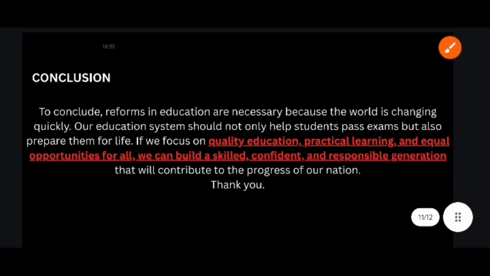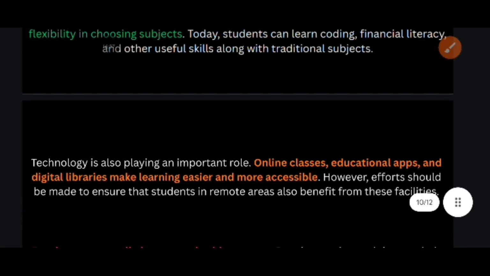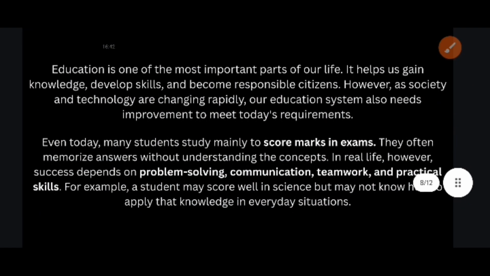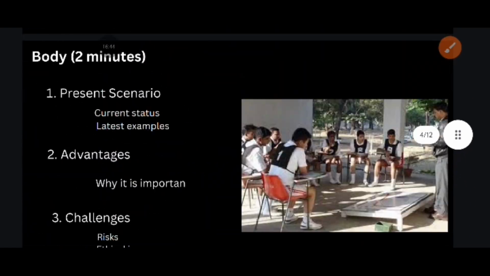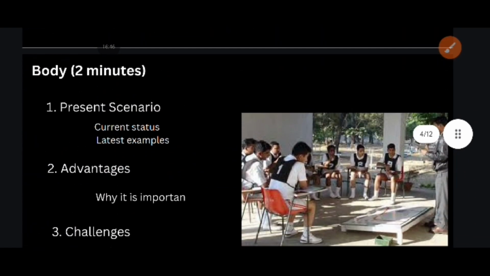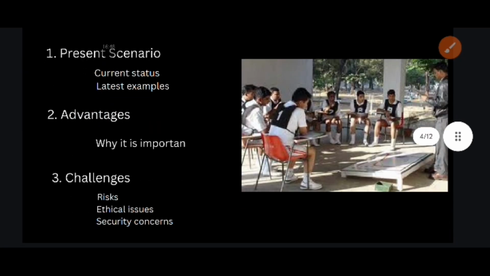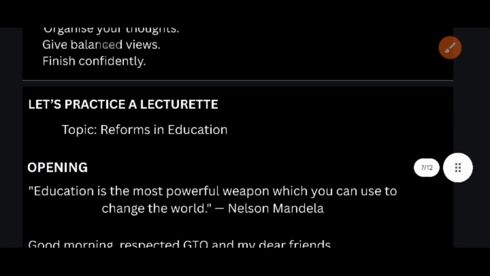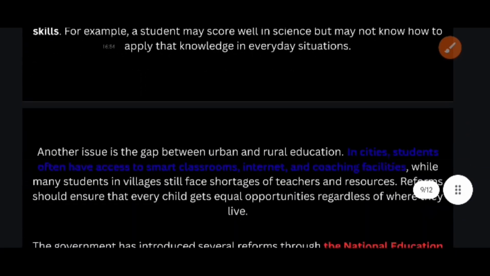I hope you understand every aspect of what I included and what I told you to include. Give the present scenario, talk about the advantages, talk about the challenges, and talk about the way forward, which is the solution. Right? Everything is included in this lecture. Now let's move toward the conclusion.